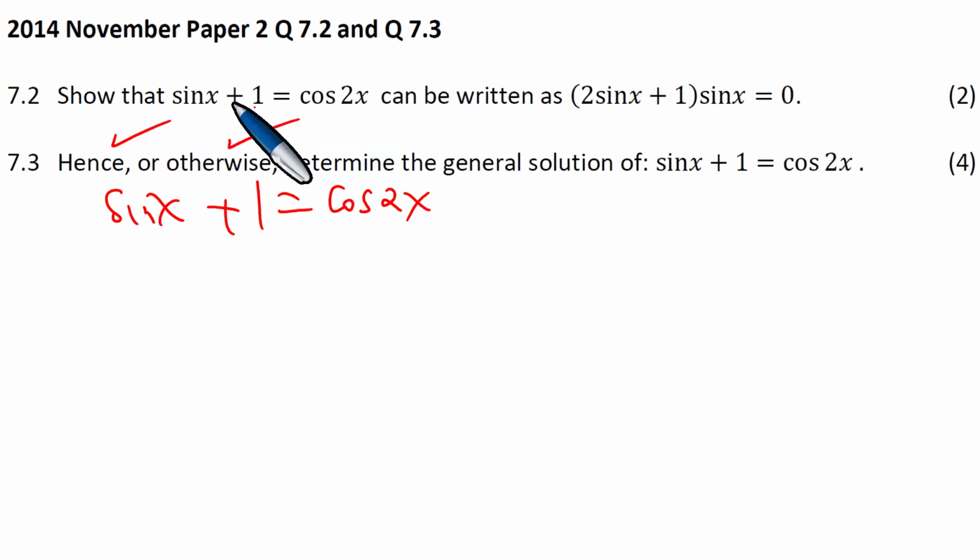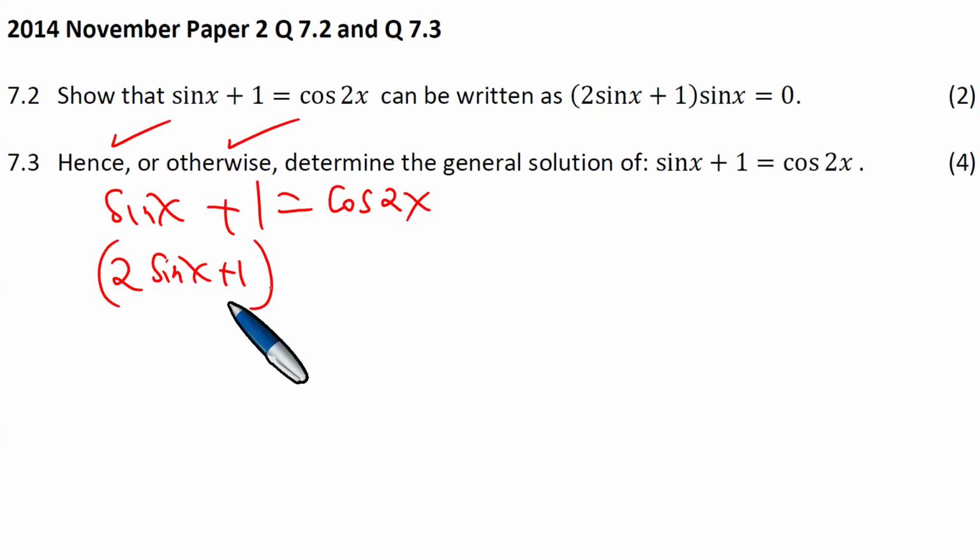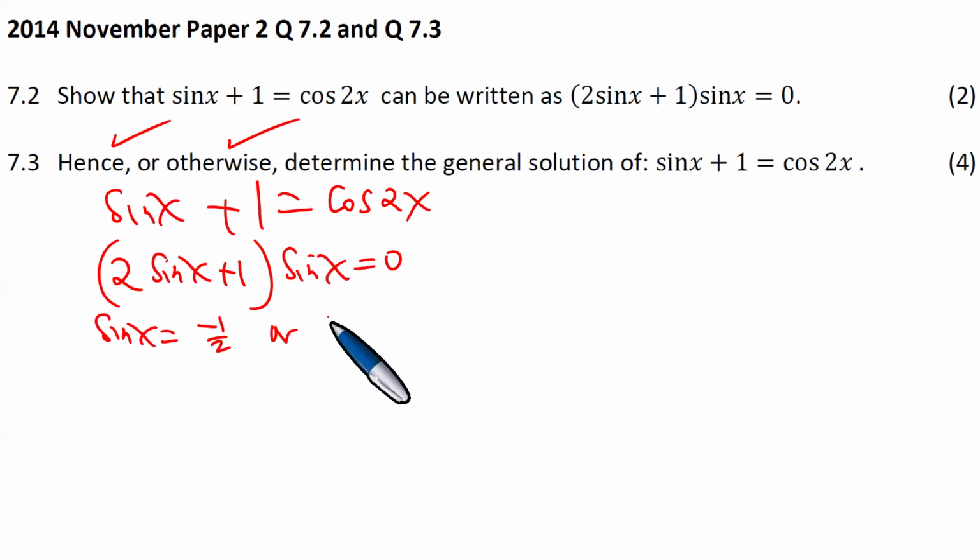Because we have been given sin x plus 1 equals cosine 2x, it can be written like this. So given this, we then write 2 sin x plus 1 times sin x equals 0, which means sin x equals minus 1/2 or sin x equals 0.